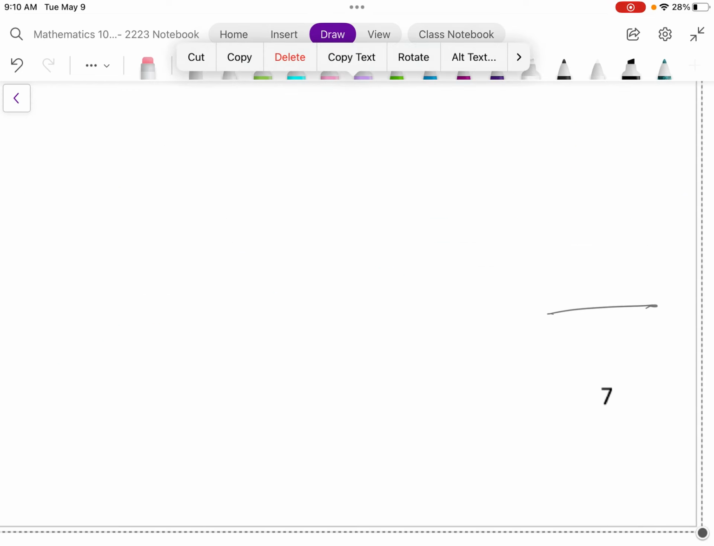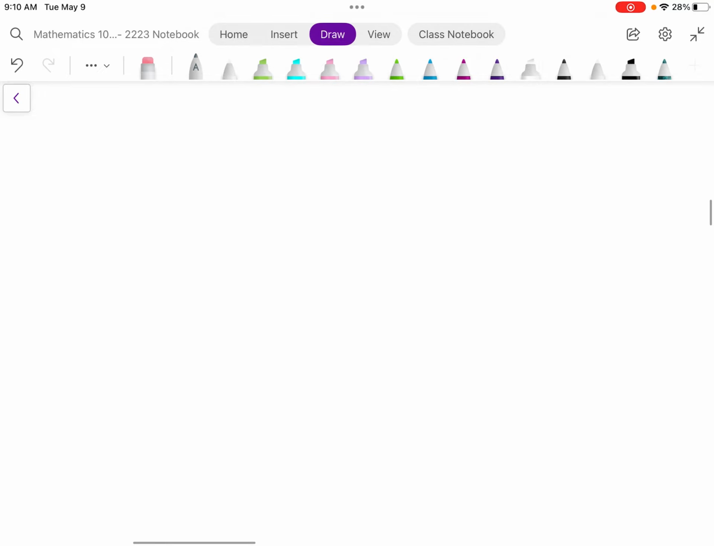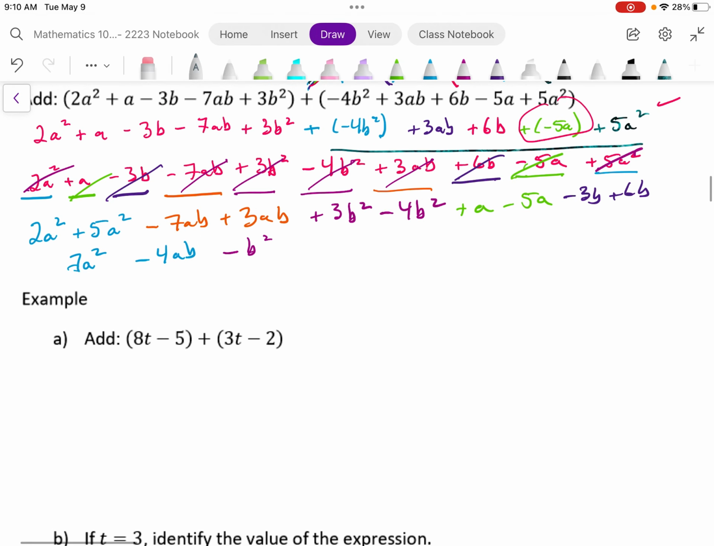Now, the next thing I'm going to do, I'm going to move on to this term right here. So that's 1a minus 5a, that's minus 4a. Now, minus 3b plus 6b, I'm going to simplify that to plus 3b. And there's my polynomial.